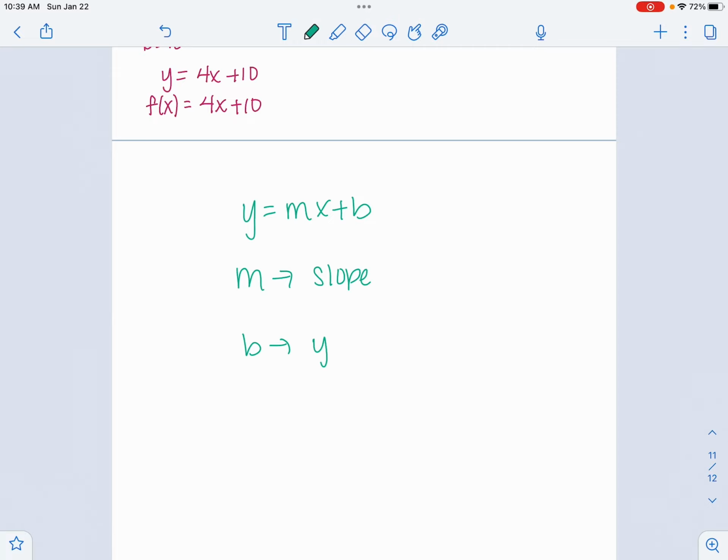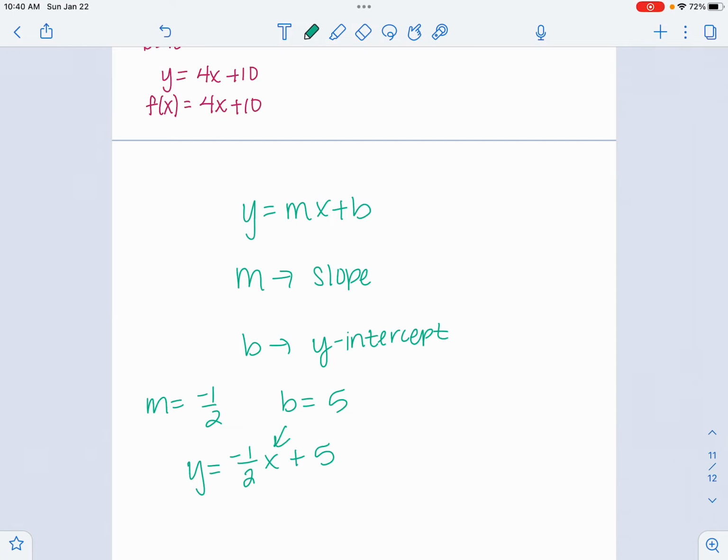Once you have these, b is the y-intercept. Once you have these 2 values, you can write your equation of a line. So an example would be, let's say that we found that the slope was -1/2 and b was 5. Then we could write our equation replacing m with -1/2 and b with 5.